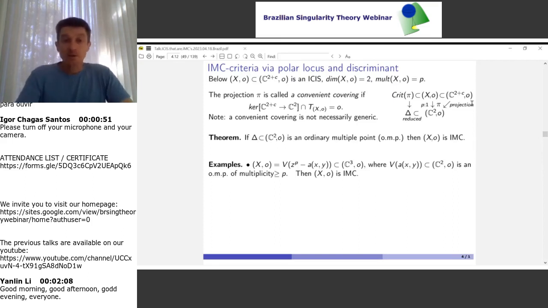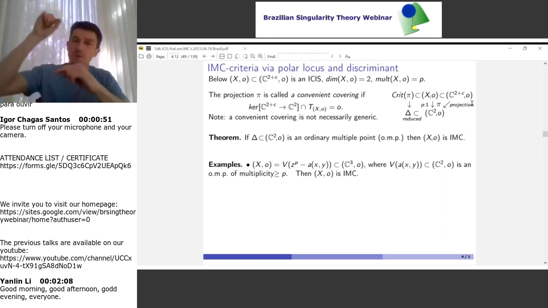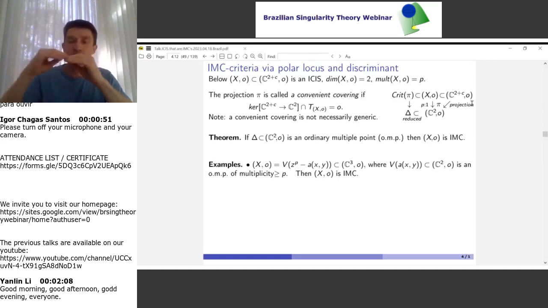Okay, so this was the simplest example. Let's take a bit more involved example. Just a remark: here we have the covering. x0 projects and covers C2. The covering is totally ramified over the discriminant. When a equals zero, all the p roots merge into just one root. So we have very significant ramification. This covering is certainly non-generic, but still it is convenient.